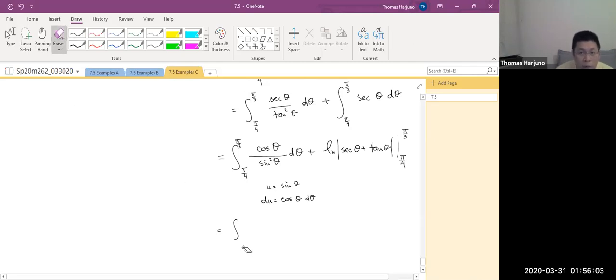Then I do that substitution. Then sine of pi over 4 is radical 2 over 2. This is radical 3 over 2. This is u to the power of negative 2 du.